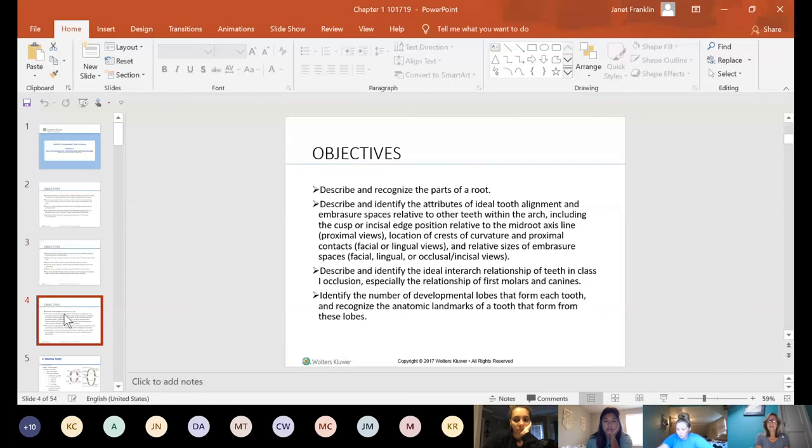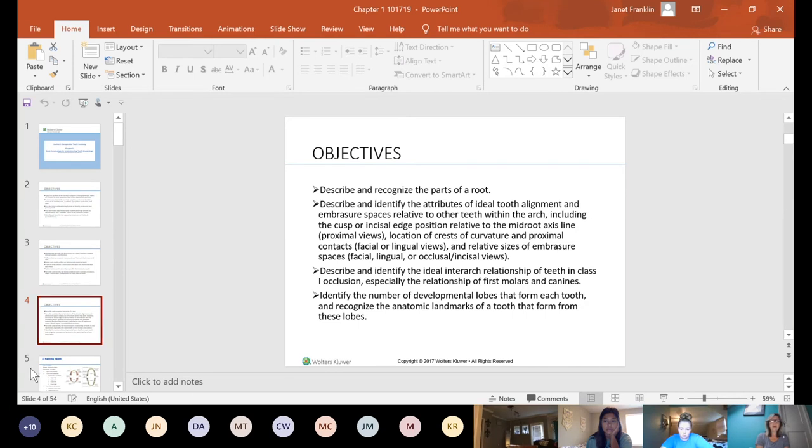Describe and identify the attributes of ideal tooth alignment and embrasure spaces relative to other teeth within the arch. Describe and identify the ideal interarch relationship of teeth in class one occlusion. And identify the number of developmental lobes that form each tooth and recognize the anatomic landmarks of a tooth that form from these lobes.